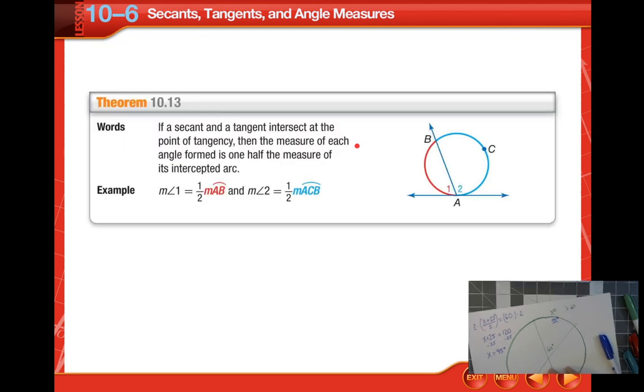So we have another theorem. If a secant and a tangent intersect at the point of tangency, then the measure of each angle formed is 1/2 the measure of its intercepted arc. If you look here, the measure of angle 1, so here to here, should be half of your arc. The arc's always going to be bigger. So we have this big arc from B all the way to A. Then this angle will be half of that.